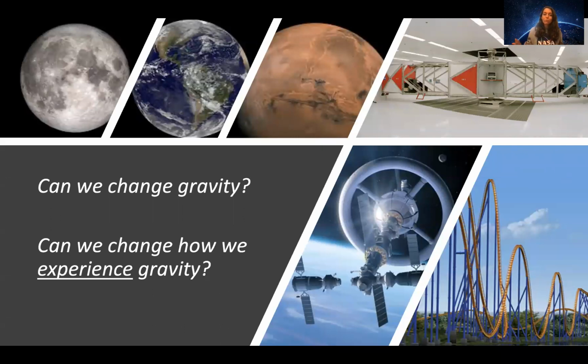But the bigger an object is, the more mass it has, the more gravity it's going to exert on the objects around it. That's why we feel different amounts of gravity on Earth compared to other planets. Like the moon, for instance, is smaller than Earth, so we experience less gravity on the moon than we do on Earth.